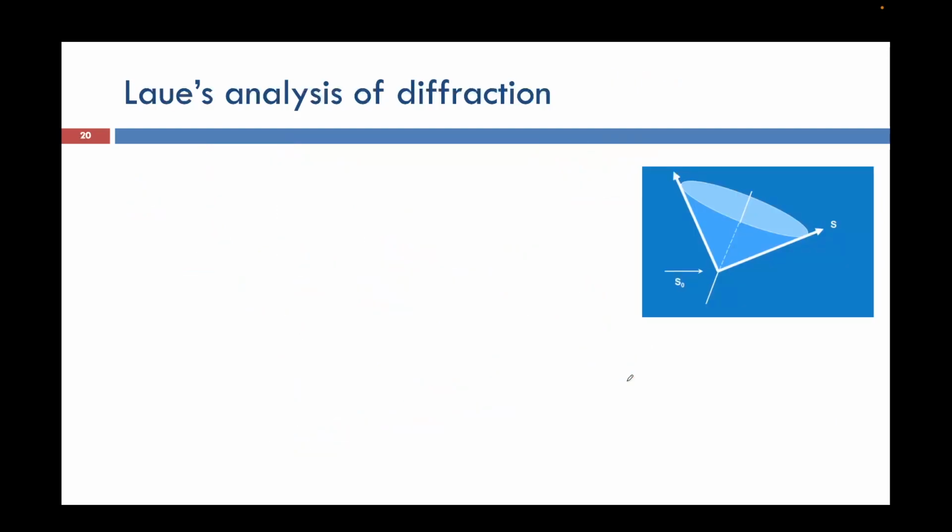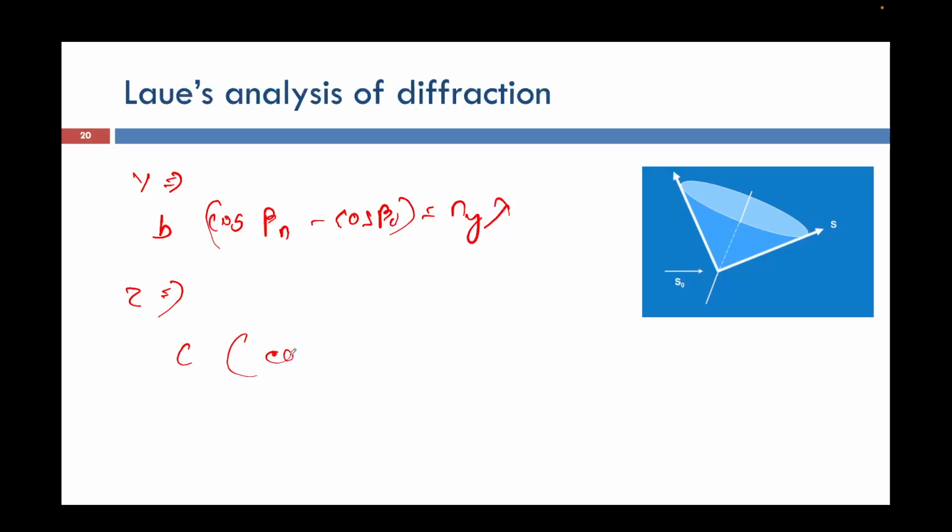Similarly, when I am talking about another direction, let's say the y direction, and the distance between two atoms is b, then similarly you will get b into cos beta n minus cos beta naught is equal to ny into lambda. Similarly, in the z direction, you will get c into cos gamma n minus cos gamma naught is equal to nz lambda, right?